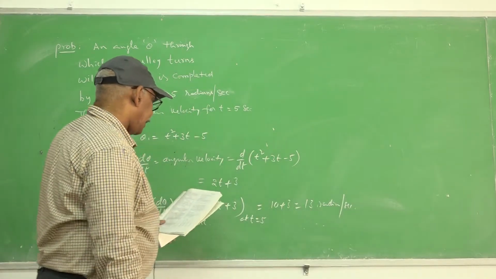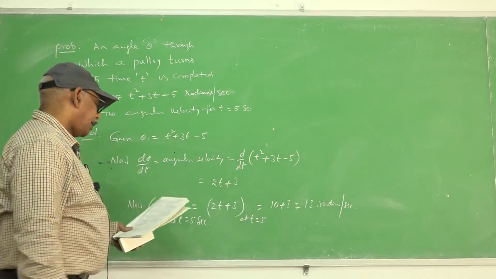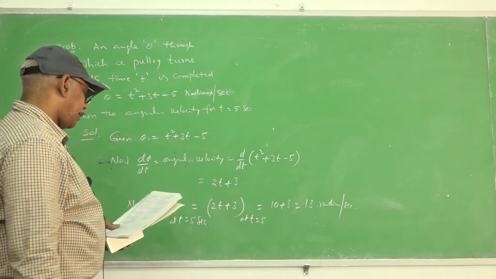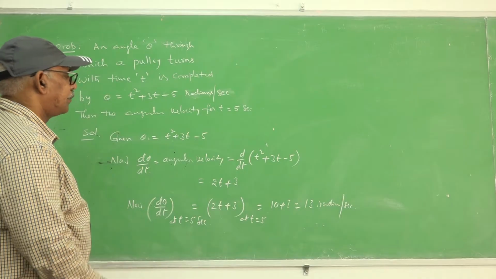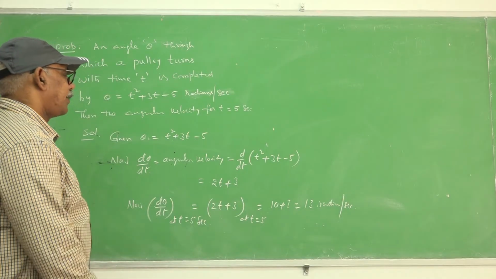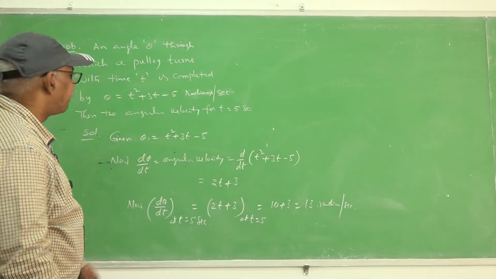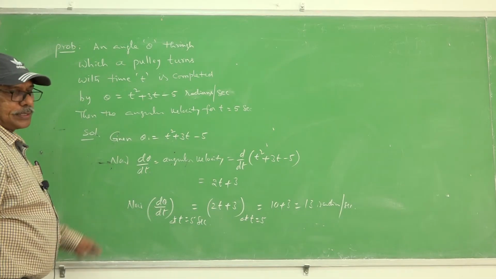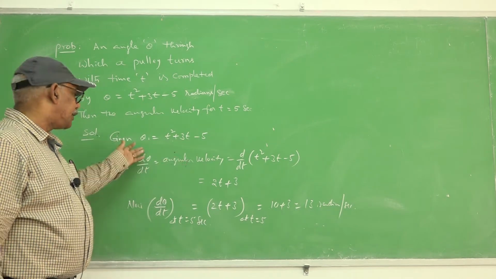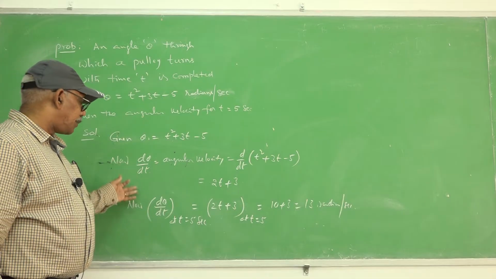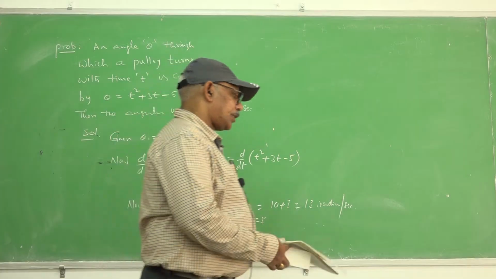13 radians per second. The rate of change of angle at t equal to 5 seconds is 13 radians per second. That is the correct one. Okay. So theta is given in t. Once theta is given in t, angular velocity is given by d theta by dt. This is obtained at t equal to 5 seconds as 13 radians per second.